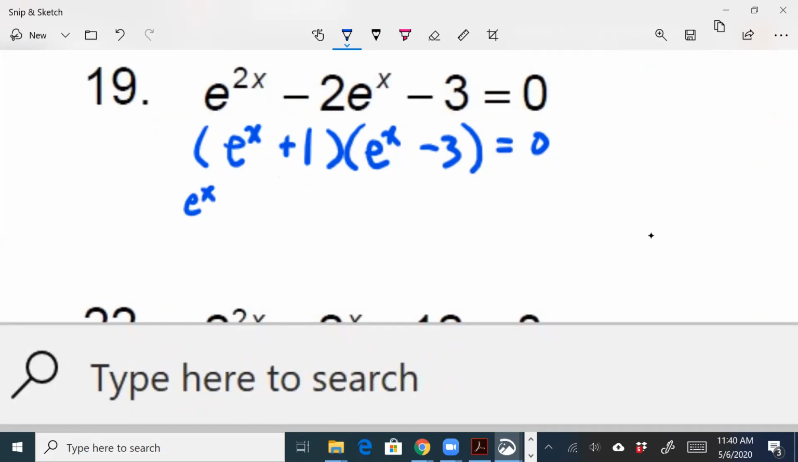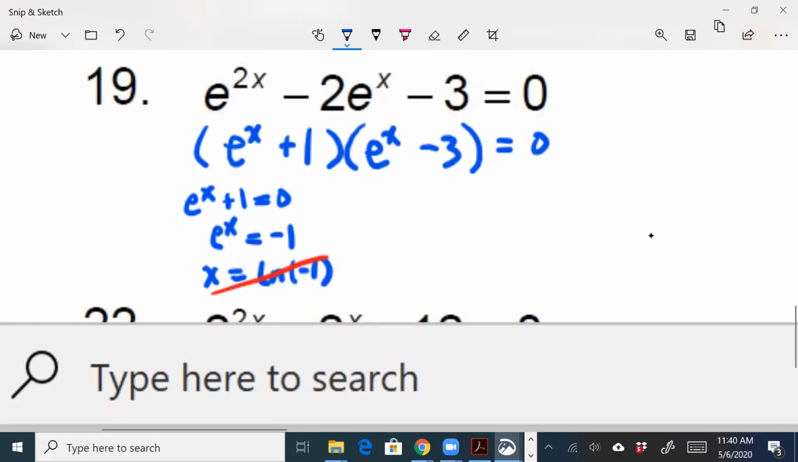e to the x plus 1 equals 0. So e to the x equals -1. And then taking the natural log of both sides, we would get x equals the natural log of -1. And there we can say that's not going to work because you can't take a natural log of a negative number.